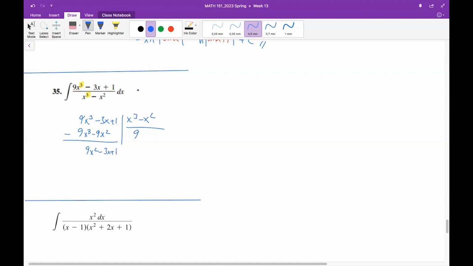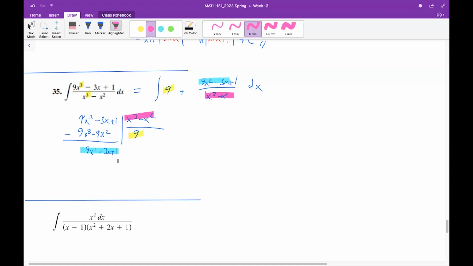So let's rewrite this rational function looking at this polynomial division. So 9 comes here plus the remainder, this is the remainder, over this part, x cubed minus x squared dx, okay? This is the new version of this rational function. Let me emphasize some parts. 9 comes here, remainder comes here, and then this part comes here.